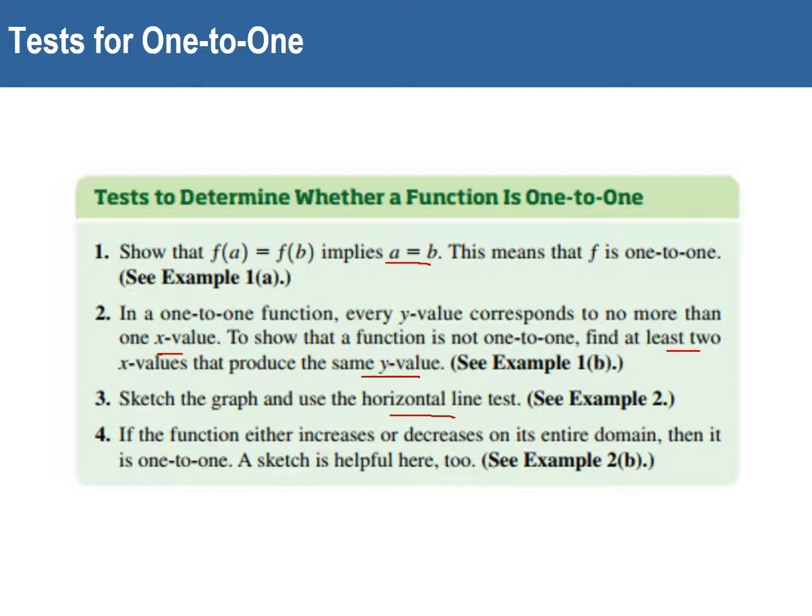If the function either increases or decreases on its entire domain, then it's going to be 1 to 1. A sketch helps here too. If it has turning points, then it's not going to be 1 to 1.